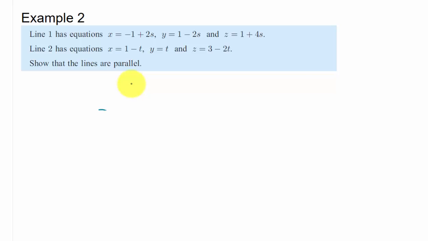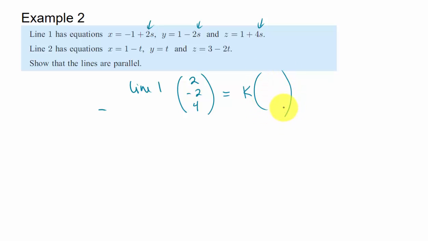So if I look at line 1, I'm going to take the direction vector, and so if you remember, our direction vector is the part that is multiplied by the s here. So the horizontal component is 2, the vertical is negative 2, and the z component, the three-dimensional, is 4. And if we're going to identify if they're parallel to each other, by definition, that just means that there needs to be a scalar multiple.